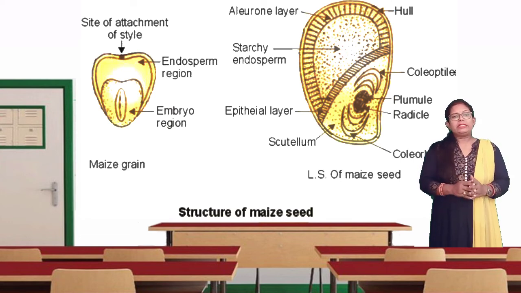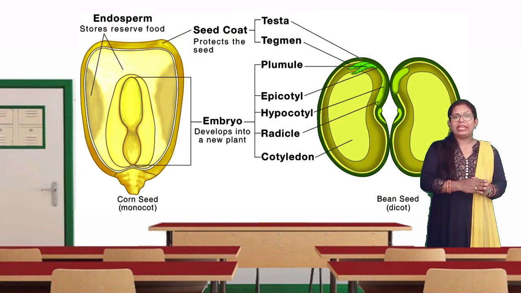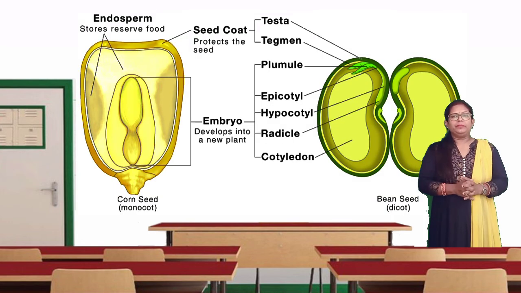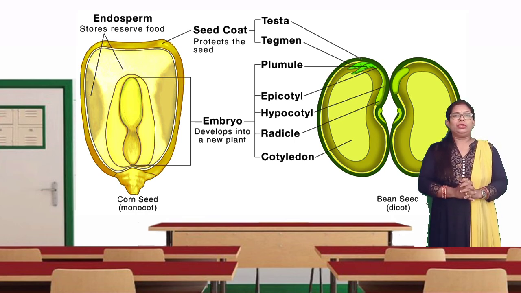So on the basis of this description, now you can differentiate between the maize grain and the bean seed. So I hope you would have enjoyed the video. Now it's time to summarize what we have studied in this video.